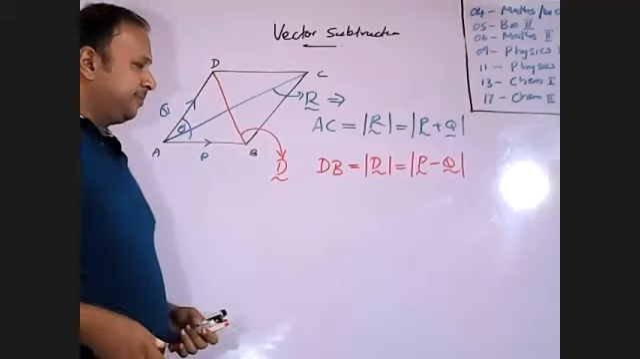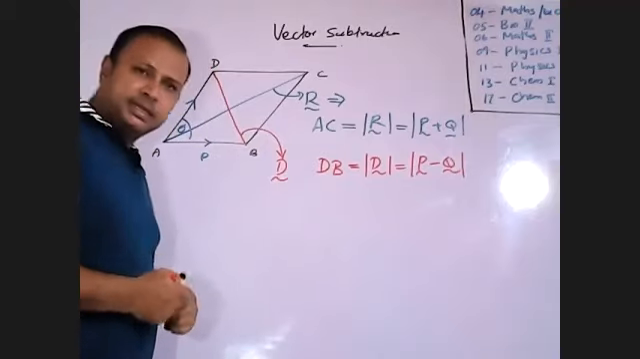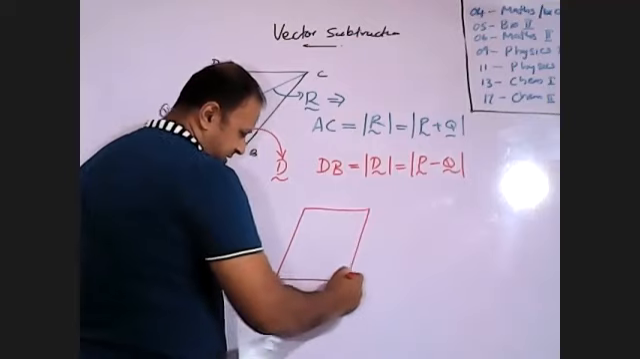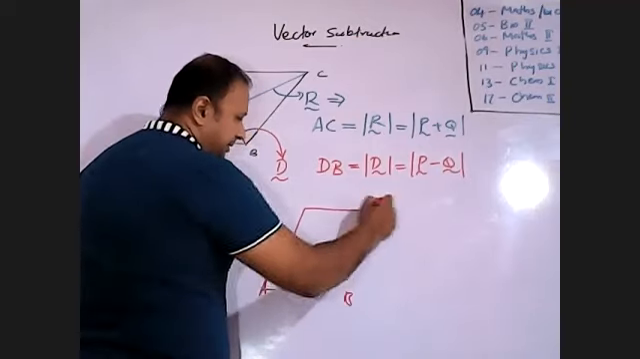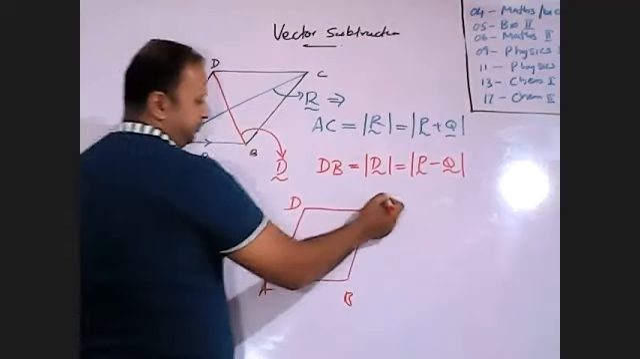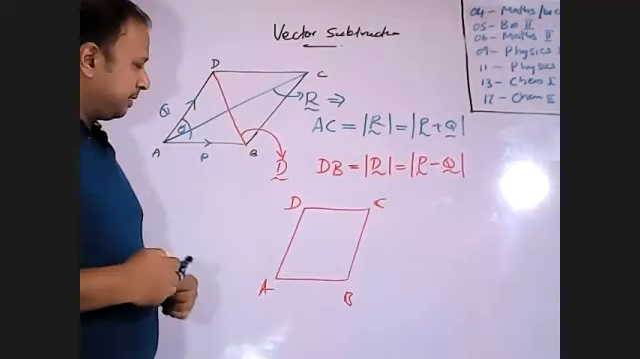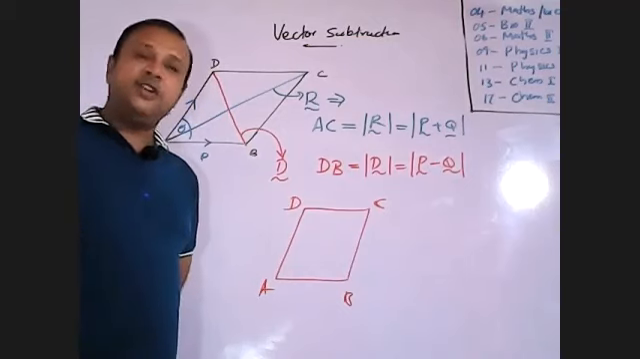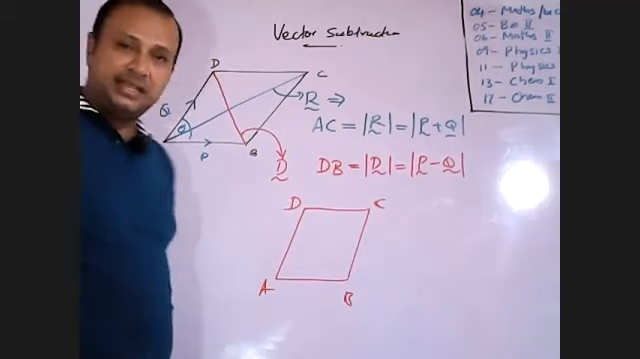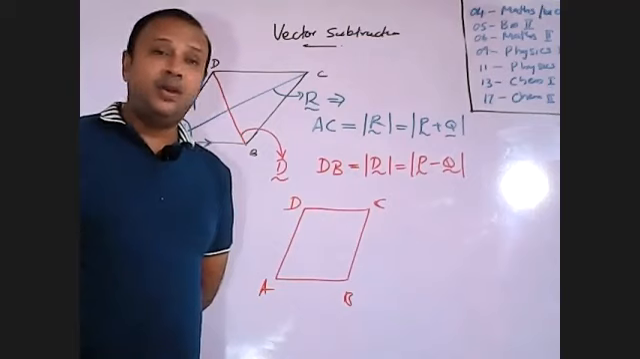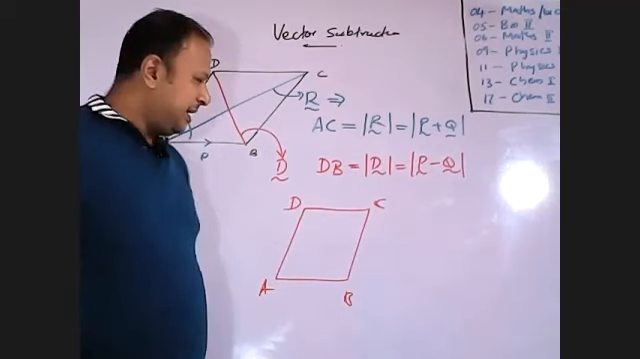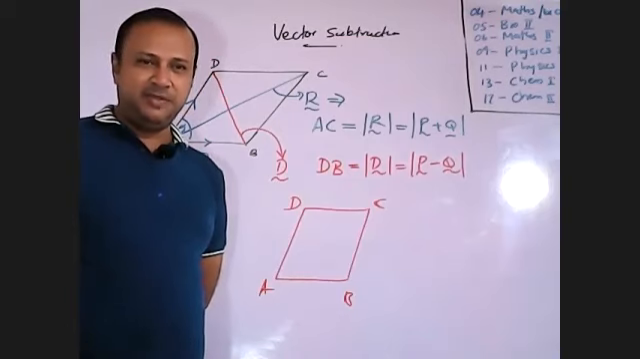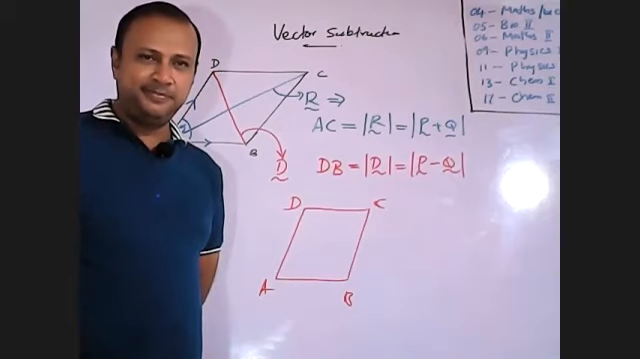Okay. Let's do this. Suppose this A, B, C, D is a parallelogram. I'm discussing geometry. If two diagonals, that means AC and BD, are equal in length, that means ABCD is what kind of parallelogram? Tell me.